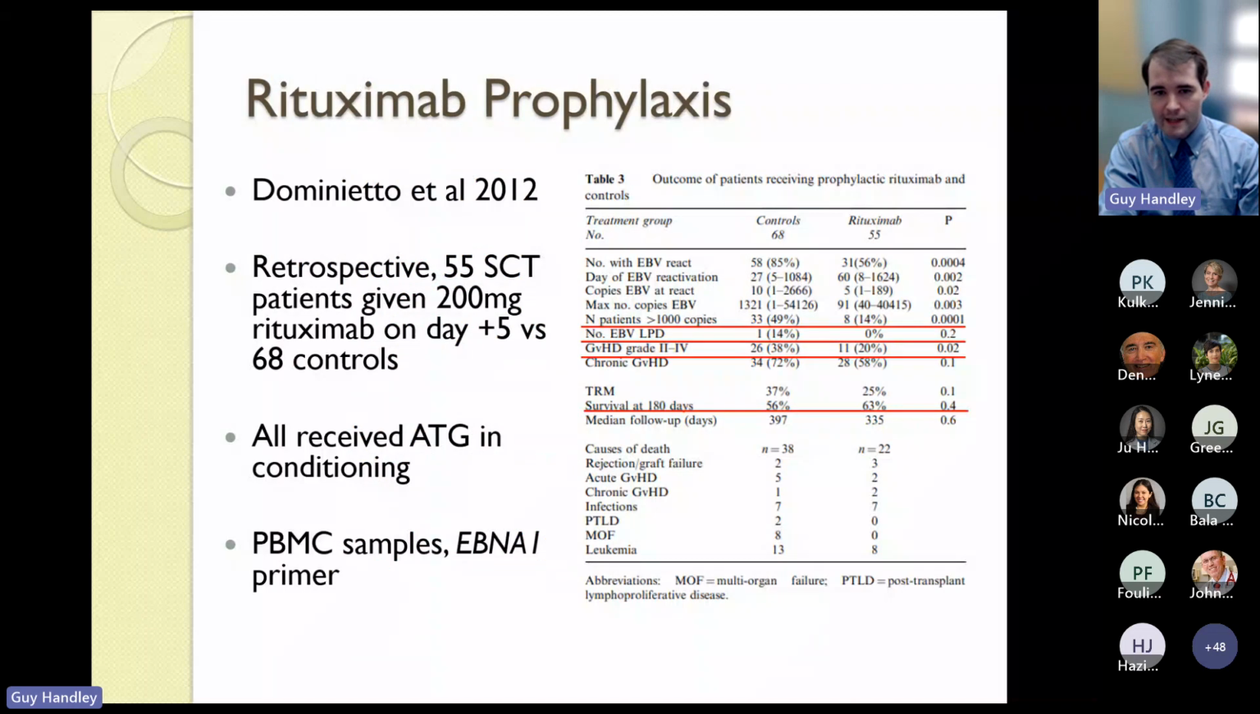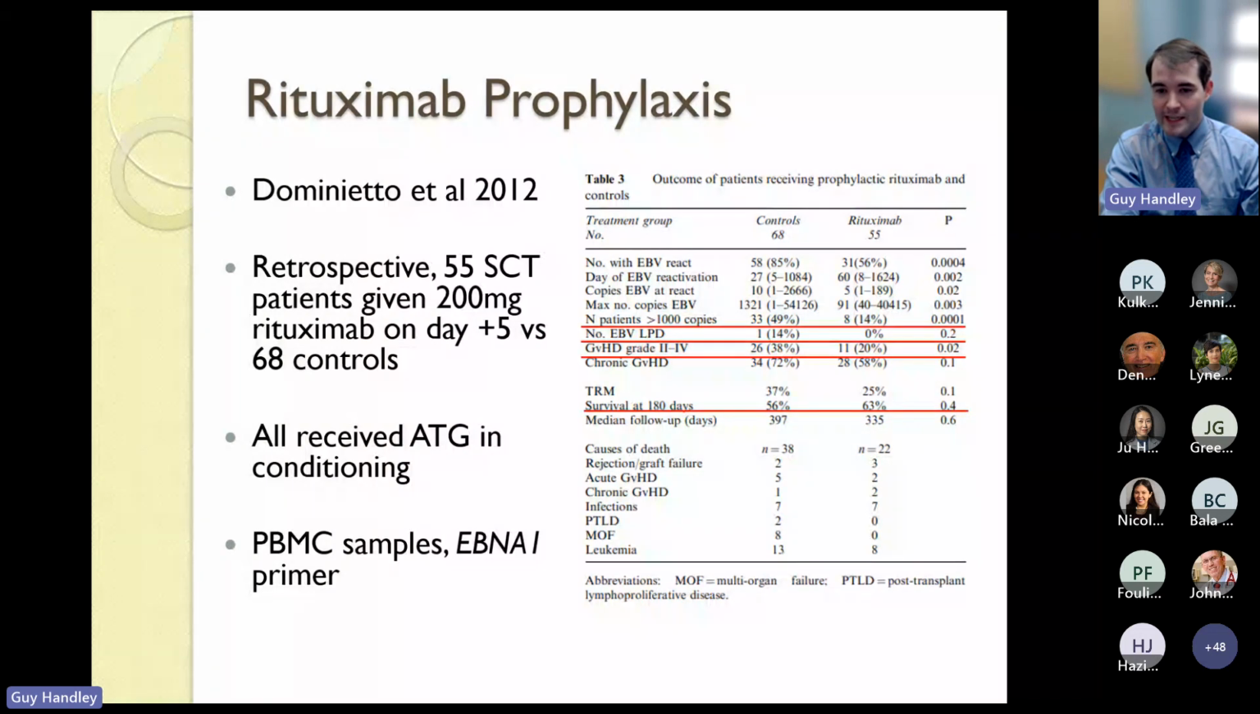In terms of prophylaxis studies, this was from 2012. Retrospective, they gave 55 stem cell transplant patients rituximab on day 5 and then compared it to controls. All of them received ATG, so this is a very high risk of developing PTLD, up to 25%. What you can see in here is the controls actually had less than that 25% of the Van Esser study. It was only 14. There was only one case, though, of PTLD, and so they weren't able to have a statistical analysis. The rituximab group had 0 compared to 1 in the controls.